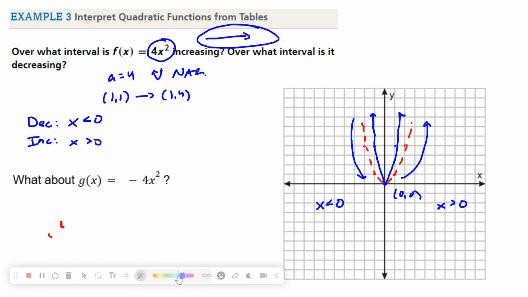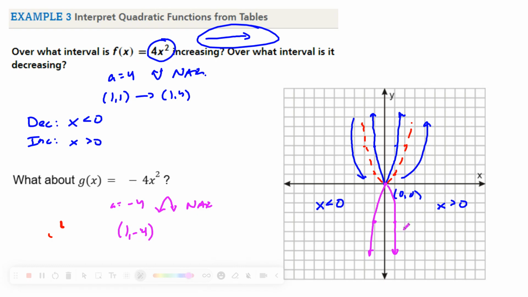Now, what about this negative 4x squared? What if we have a negative 4 in front? Well, now that vertex is going to stay at 0, 0, but the parabola is going to open down, right? If your a is negative 4, now you're going to open down and still be narrower. So we're going to take this blue graph and reflect it down. So the point 1, 4 will now become 1, negative 4 because we're going down. So 0, 0 still there, but now it's 1, down 4, negative 1, down 4, and now we're opening this way, down.